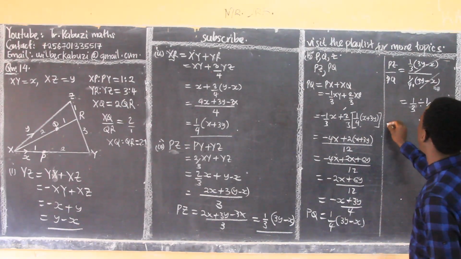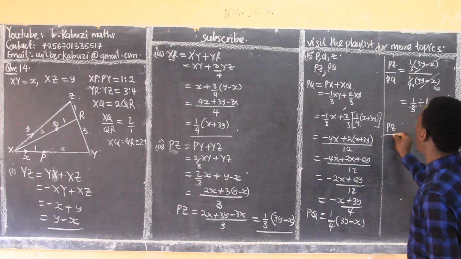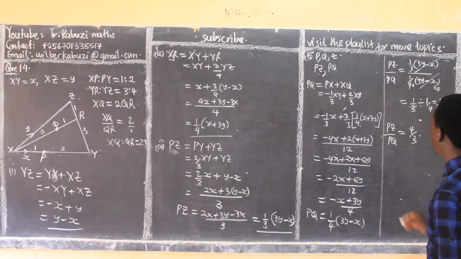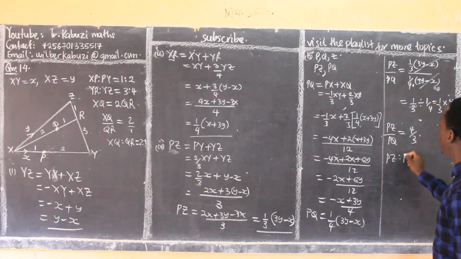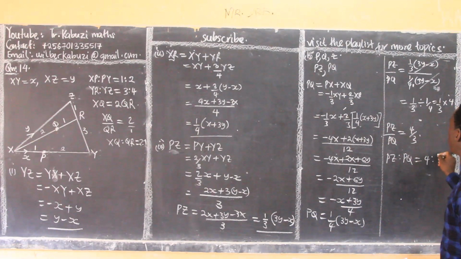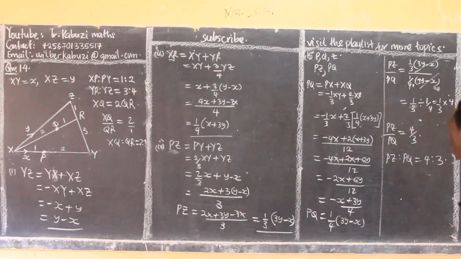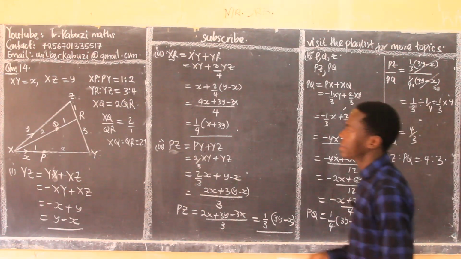So now my PZ over PQ is equal to 4 over 3. So meaning PZ to PQ equals 4 to 3. Meaning, as long as I can get a ratio between the segments, it means that the points are collinear.